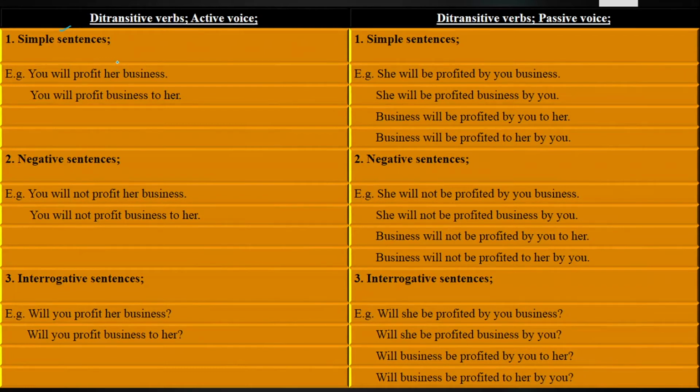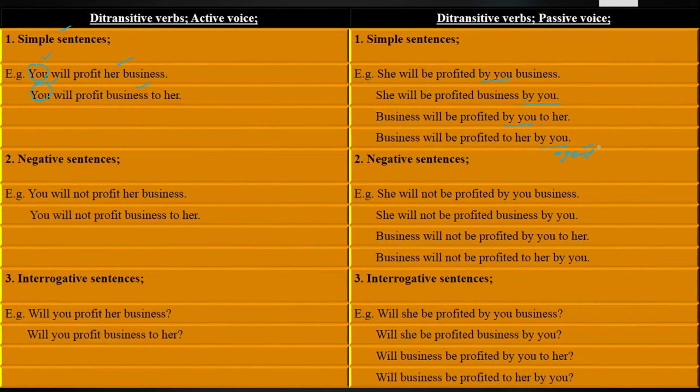You will profit her business, and you will profit business to her. Clear? So you will profit her what? Business. And you will profit business to her. These are the two ways in active voice, but in passive voice there are four ways to change them. Keep in your mind, when you change them into passive voice, this subject "you" is known as the doer of an action. When it takes the place of the object, it becomes "by you". Keep in your mind, it is an agent, not an object. When the subject takes the place of the object, it becomes an agent.